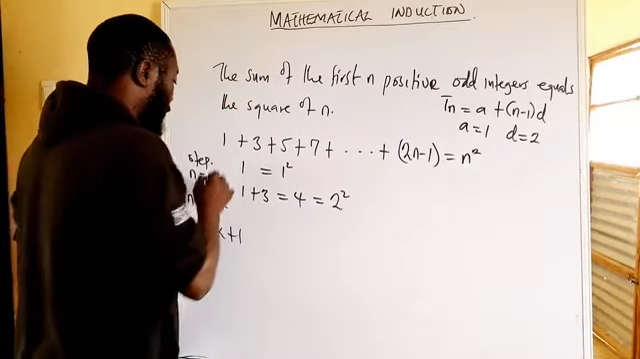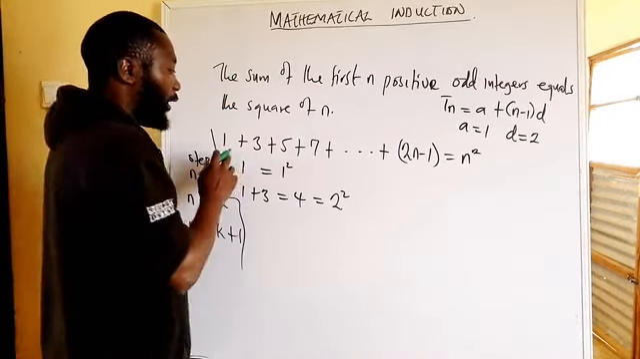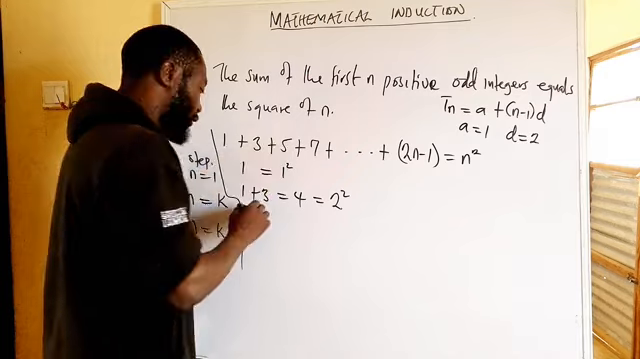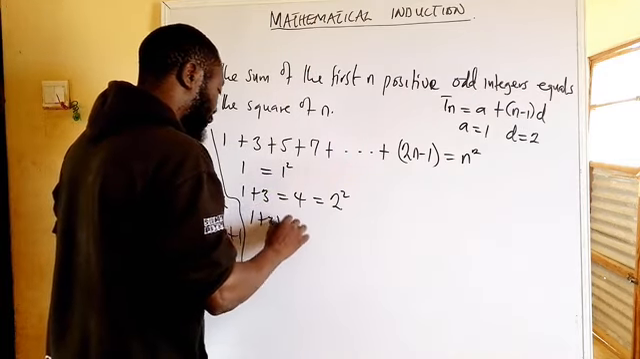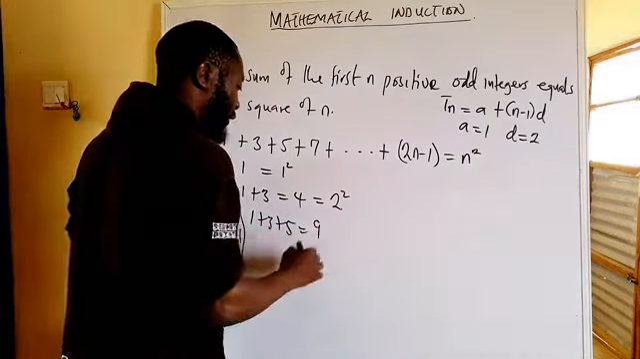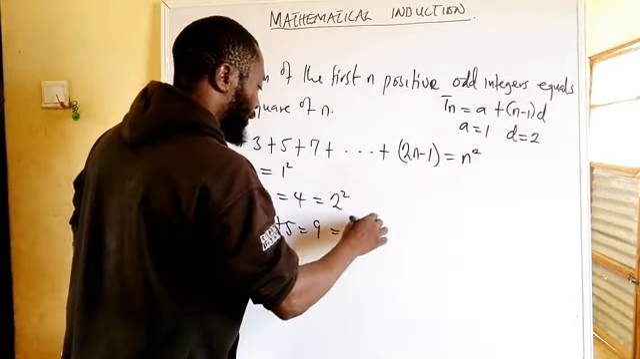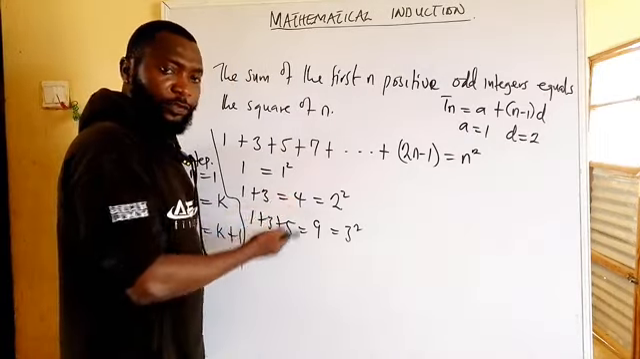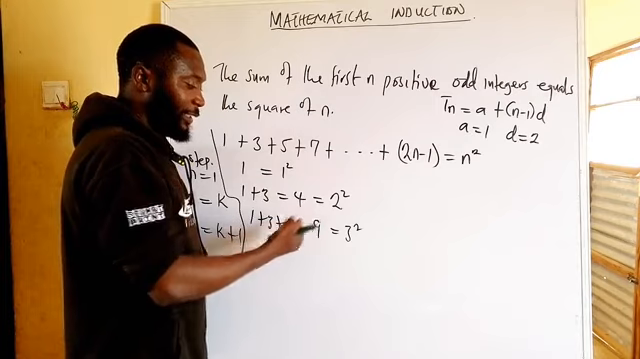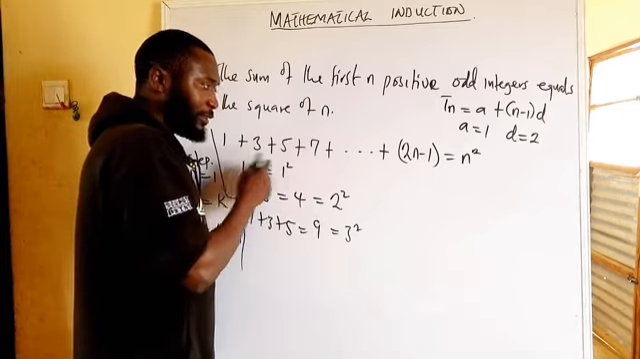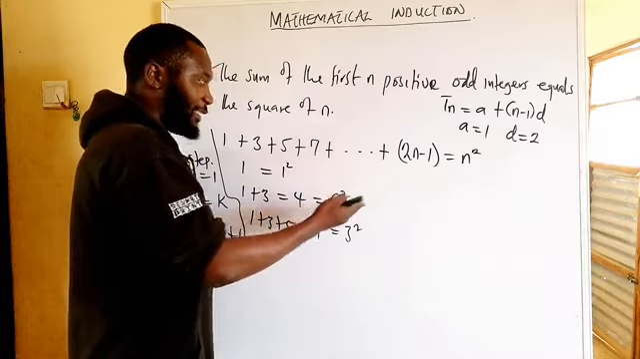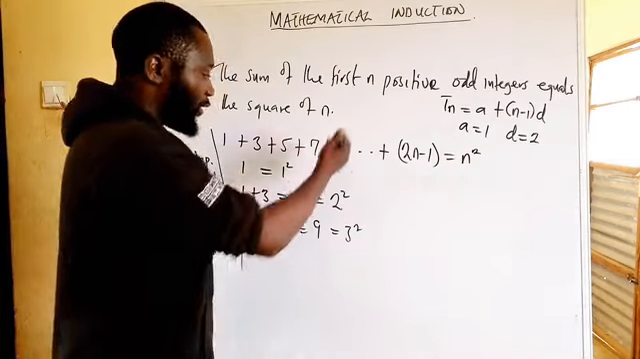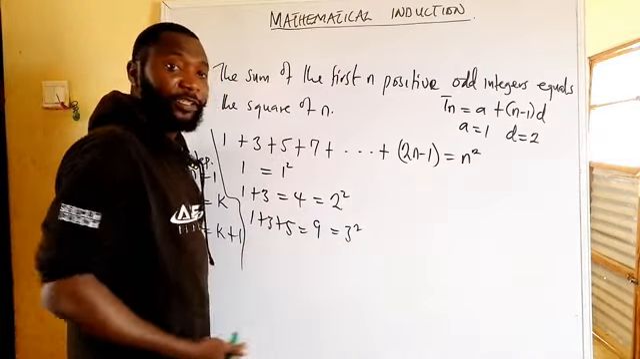Let's check for when n equals 3. We are going to consider the first 3 terms: 1, 2, 3. So that is 1 plus 3 plus 5, and that is just 9, which is 3 squared. It means from normal testing, this statement is getting there. We can say this is true, but you cannot just conclude with just 2 or 3 tests.